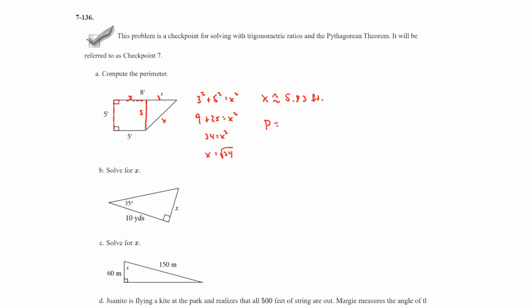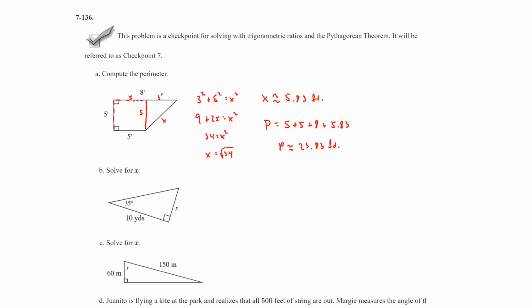The question wants to know what the perimeter is, though, so we're going to work our way around. We have 5 plus 5 plus 8 plus 5.83, and so therefore the perimeter will approximately be 23.83 feet.